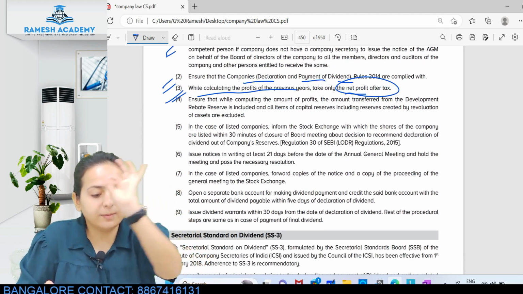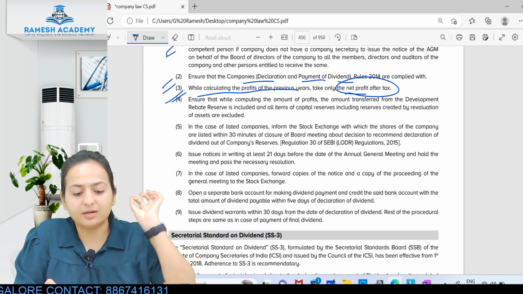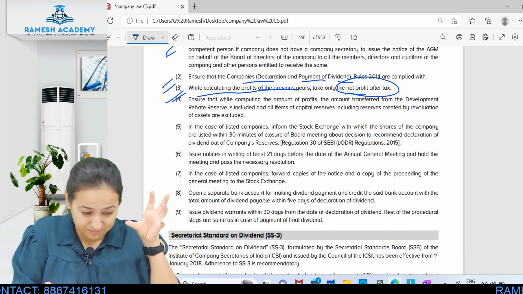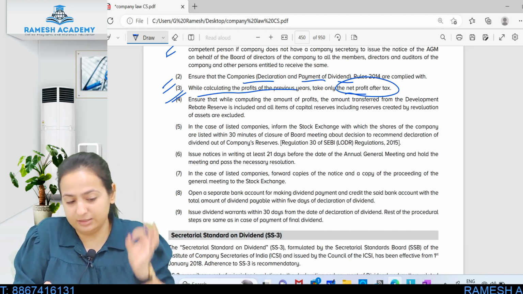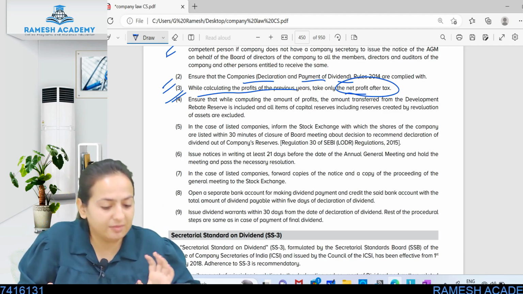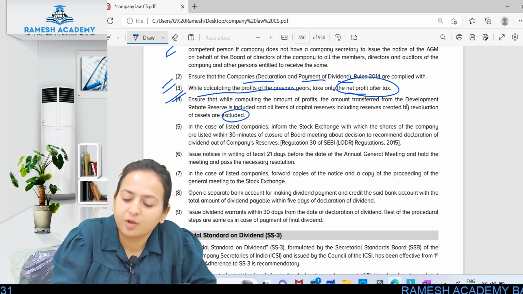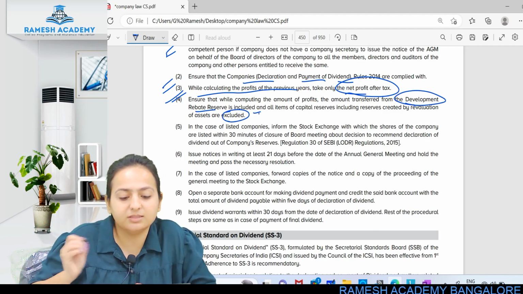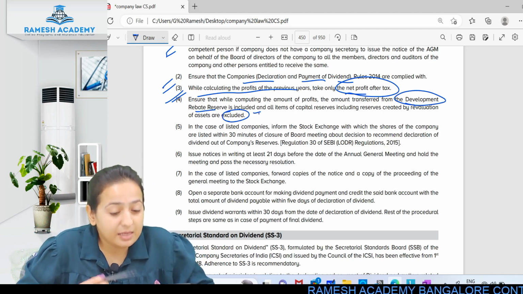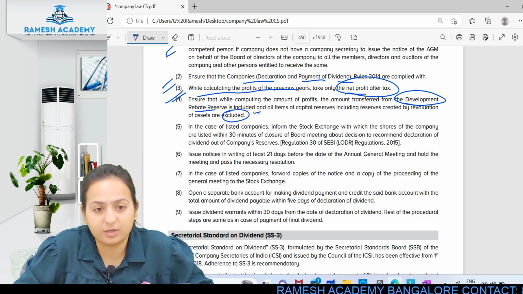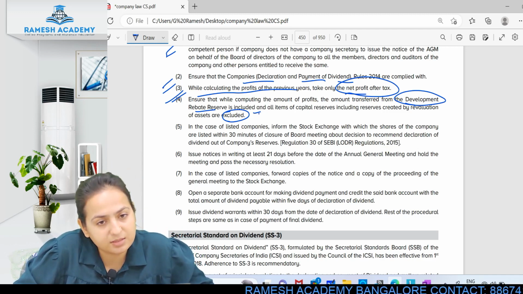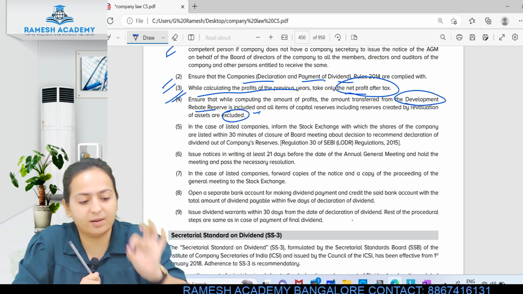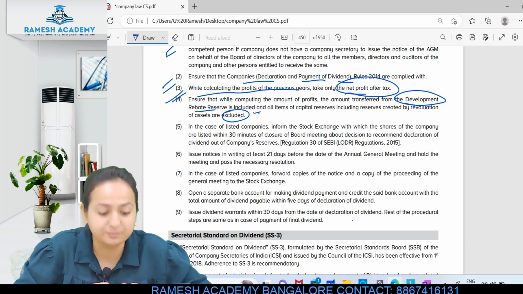For the amount of the profits, the amount transferred to the development rebate reserve is included, and the capital reserves created by revaluations are excluded. Only the development rebate reserve is included, other reserves are not included. Revaluation of assets reserves are not included. Only the reserves including the general reserve, including this development rebate reserve account, are included.